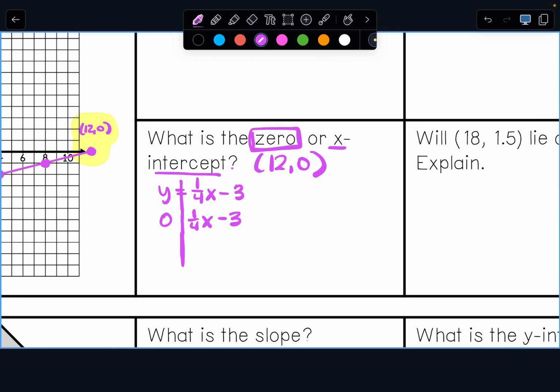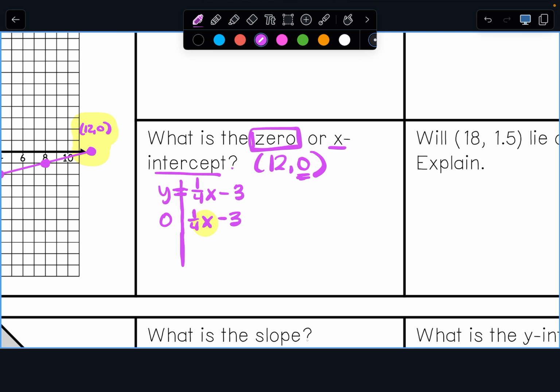The equation does not have to be in standard form for us to be able to solve for x. We replace y with the 0 because our y value is 0. And we solve. So if we're solving for x in this equation, what's my first move?